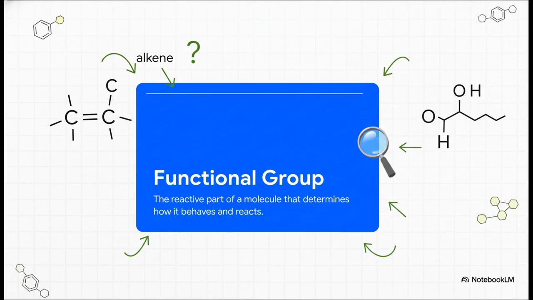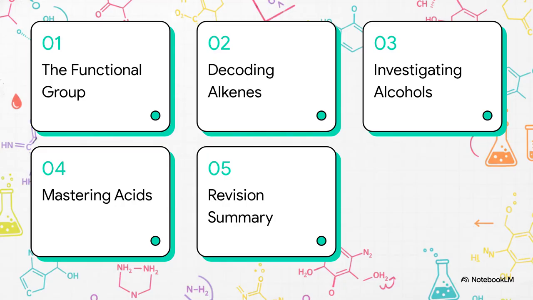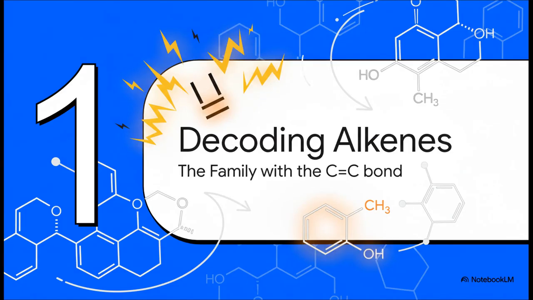It's a game changer. So let's put this secret into practice. We're going to start by decoding the alkenes, then we'll investigate alcohols, and finally we'll master carboxylic acids. Make sure you stick around to the end because I've got the ultimate one-slide revision summary that pulls it all together. Let's dive in. First up, we've got the alkenes.